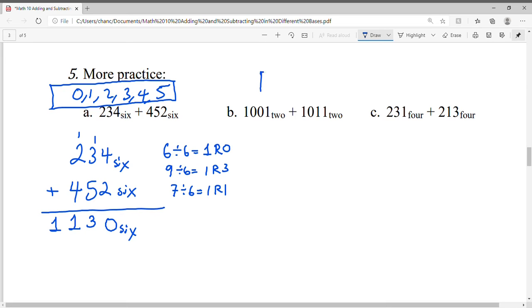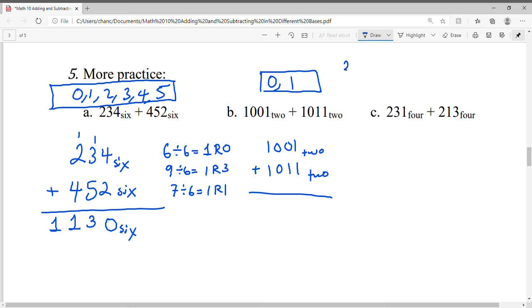For part B, I only have two symbols, 0 and 1. So let's stack these numbers up. 1, 0, 0, 1, base 2, and 1, 0, 1, 1, base 2. And now let's add. 1 plus 1 is 2, but 2 does not exist in base 2. 2 divided by 2 gives me 1, remainder 0. So I have 0 ones, and I'll carry that 2 over as a 1.